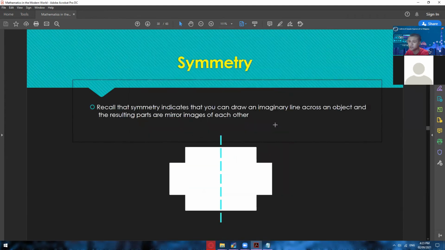So I'm pretty sure that most of you already know what is the meaning of symmetry. So symmetry is once you divide a thing into two in the middle, so you have an equal or a mirror image of the left side and then the right side. So it's like saying that the left side is the same with the right side. Okay, so recall that symmetry indicates that you can draw an imaginary line across an object and the resulting parts are mirror images of each other.